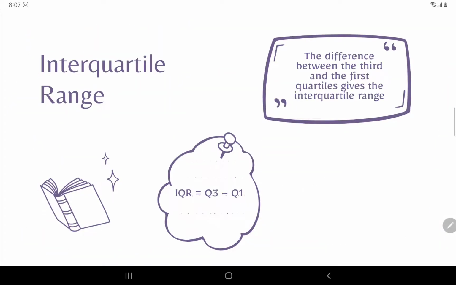Okay, then interquartile range, or we can say it as IQR. Okay, interquartile range. IQR is equal to Q3 minus Q1. It is the difference between third and the first quartile. Okay, IQR. Kalau disuruh cari IQR, awak tahulah Q3 minus Q1.